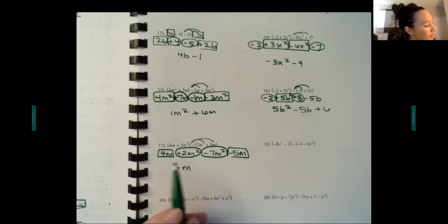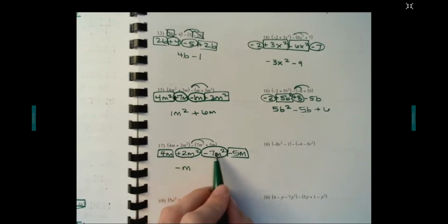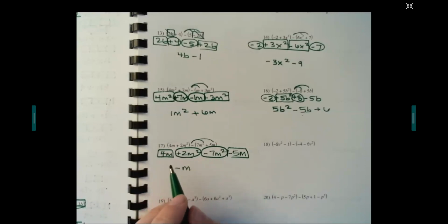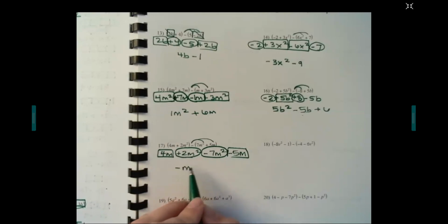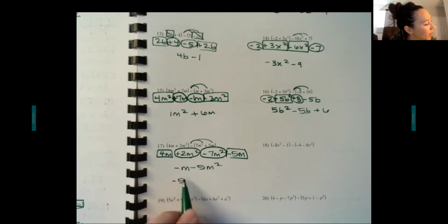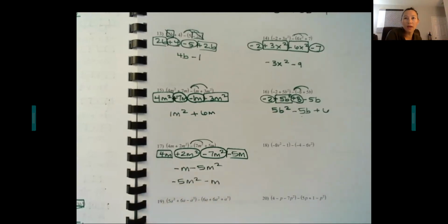Sorry. That's okay. Then I did 2m squared minus negative 7m squared. Uh-huh. And that would be negative 5. Good. Yep. And then we want to write it from the highest power. So it'd be negative 5m squared minus m. Thank you, Jaden.